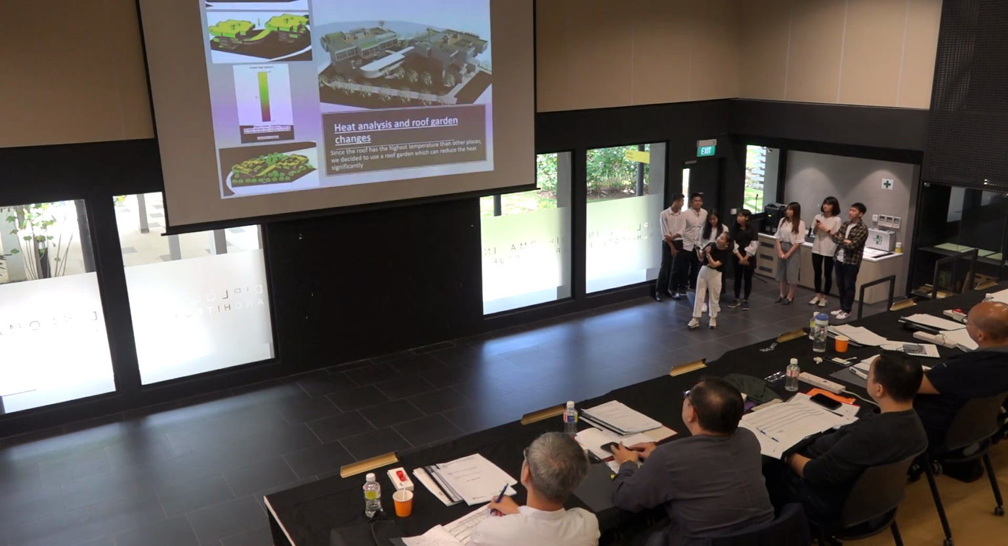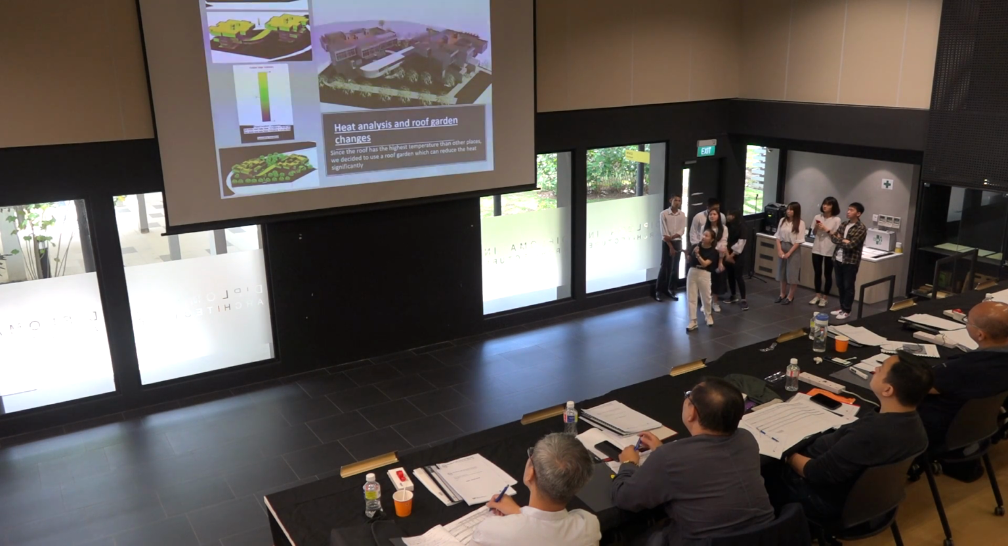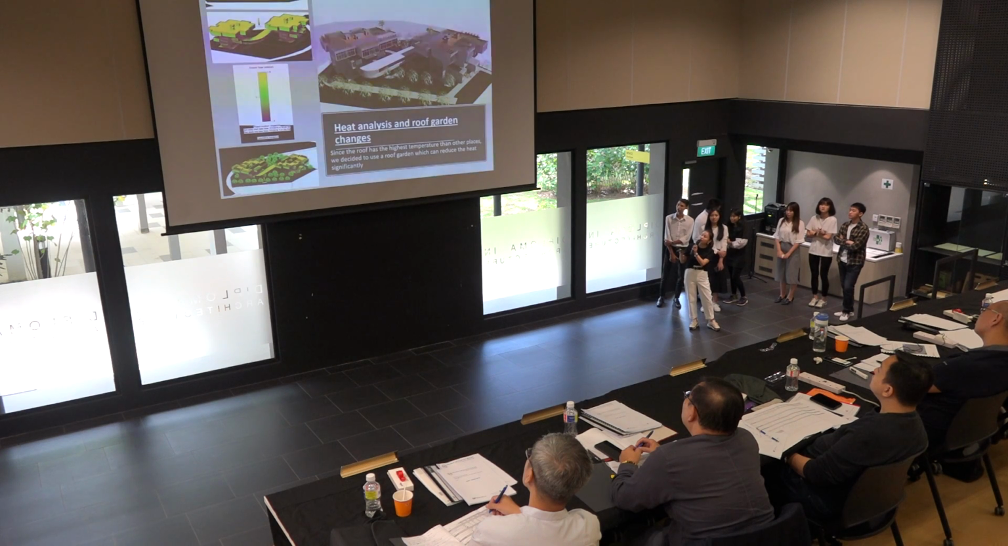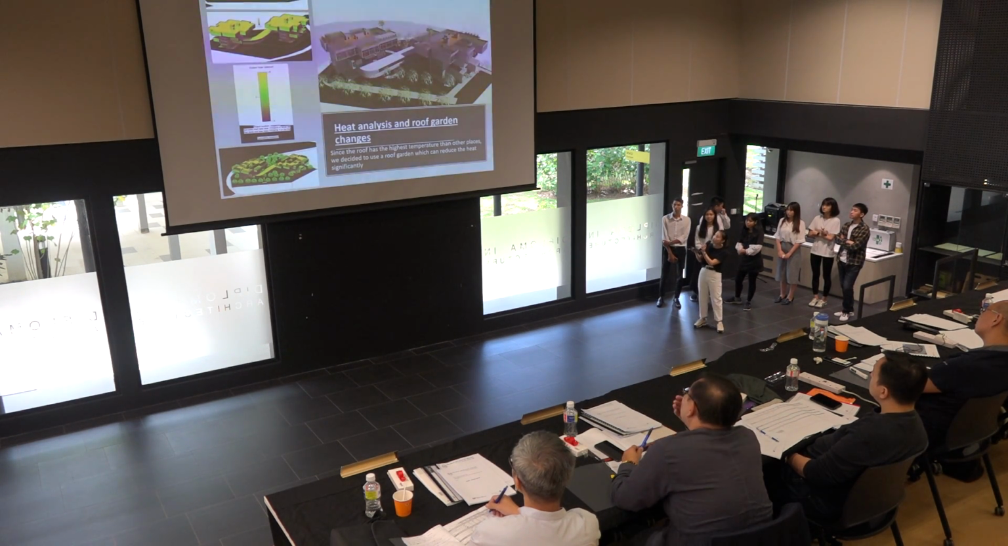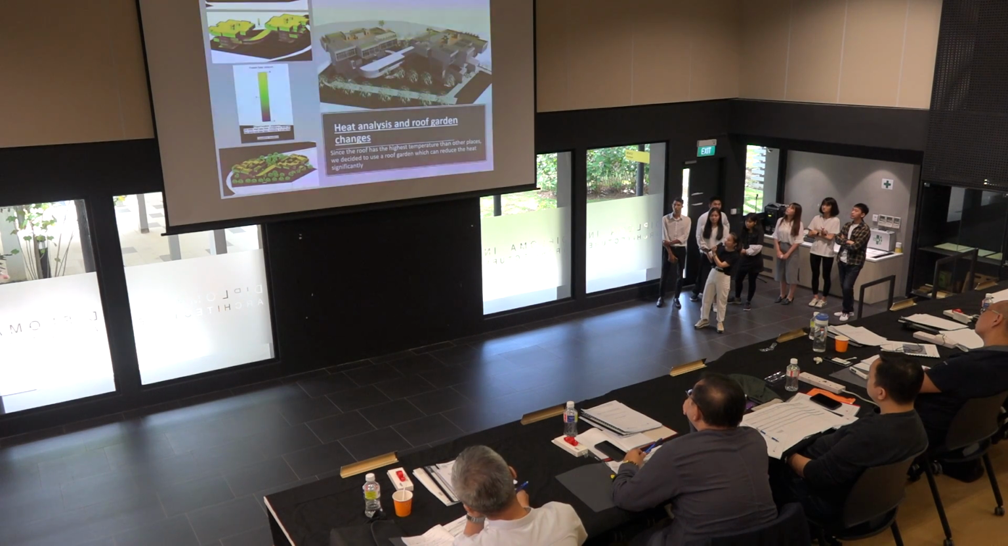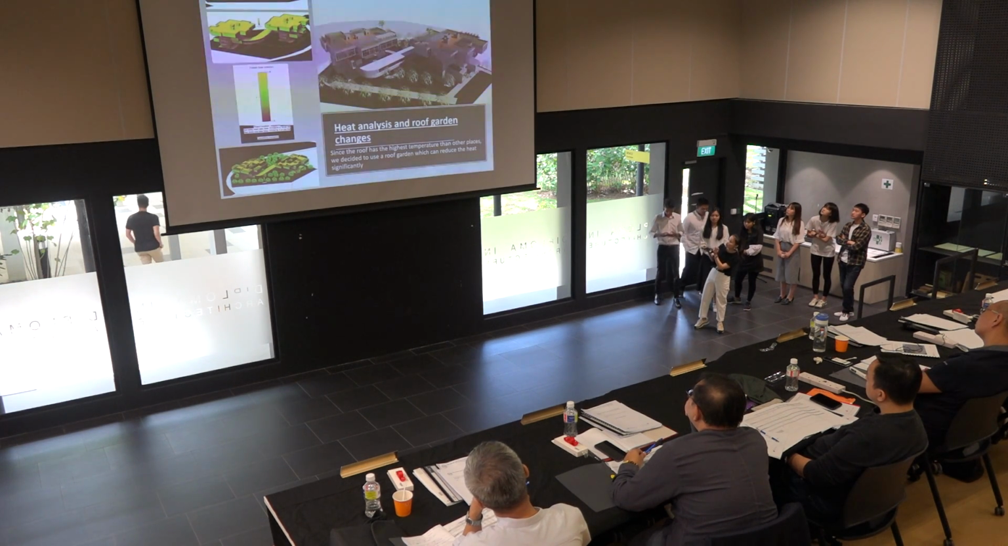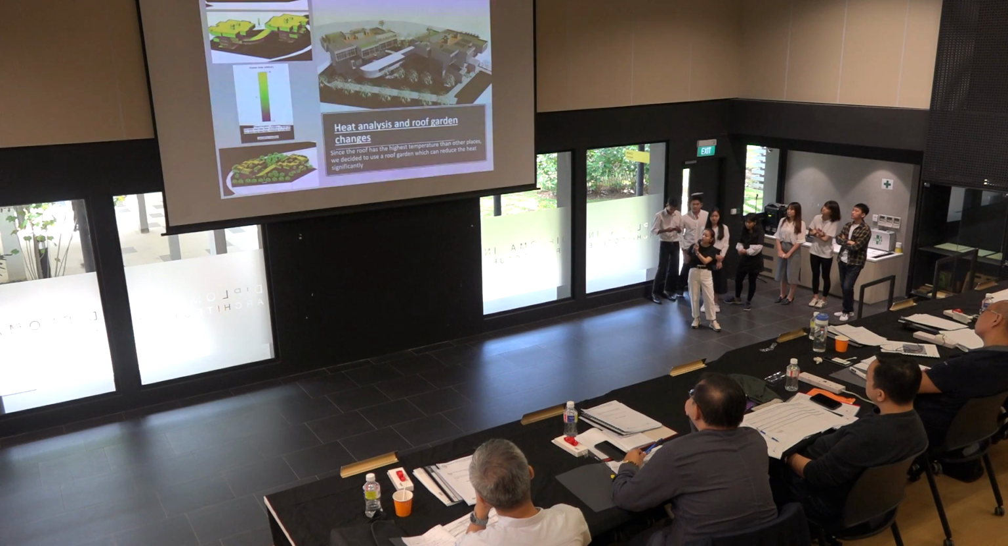This is the heat analysis we did with Excite. It's a Revit plugin software. On the top roof, we can see the yellow color. It means very hot. So we do a green rooftop. Then, surrounding the building, we also add many plants to reduce the temperature.